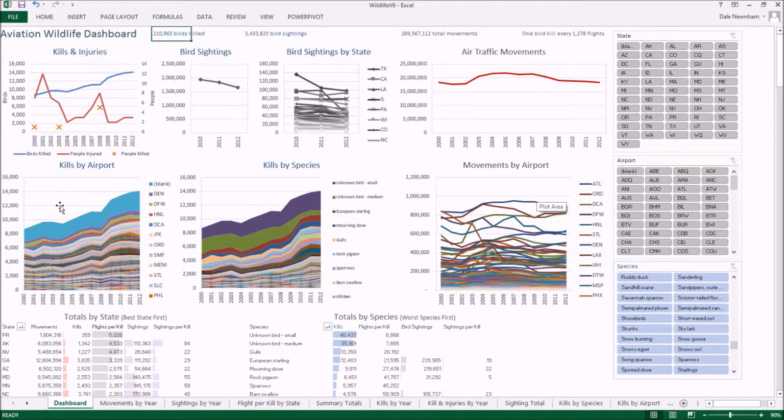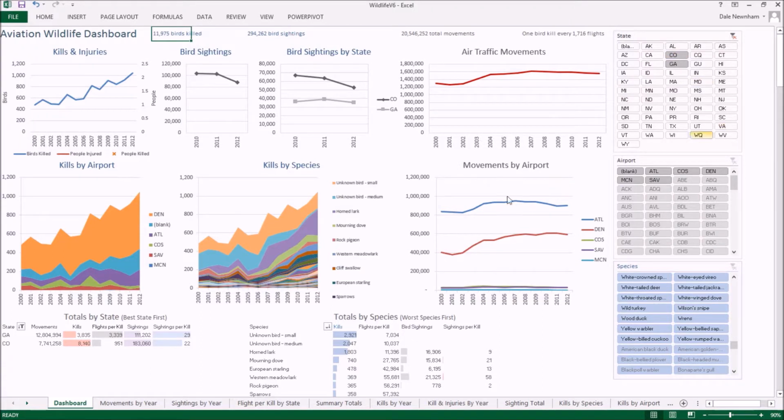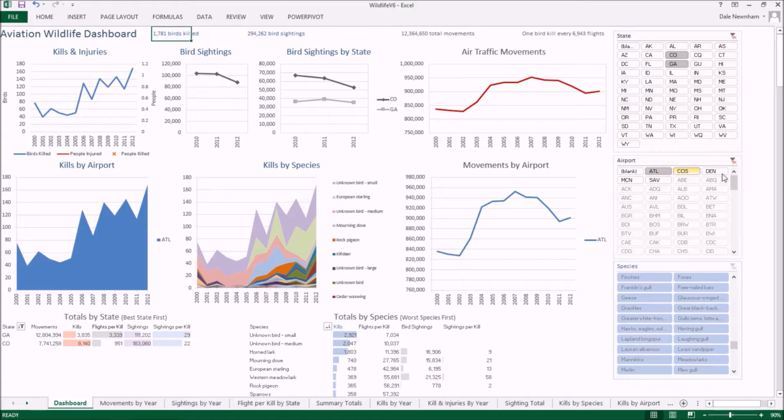You can see this chart over here on the left. This breaks down bird kills by airport. And you can see that Denver, Dallas, and Honolulu are really the airports that are experiencing the problem the most. If we select Georgia and Colorado from this slicer here, I'm just drilling into these 2 states in detail. You can see that Atlanta and Denver airport traffic is more significant than the other airports in these states. So what I'm going to do is further narrow down the focus to just the Atlanta airport and Denver.